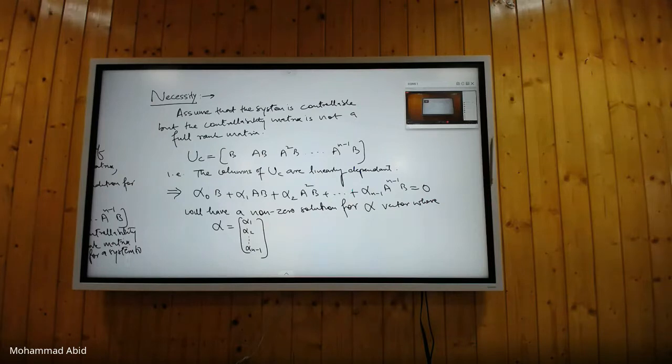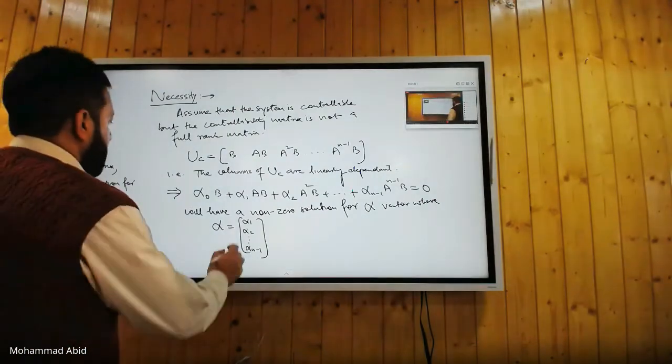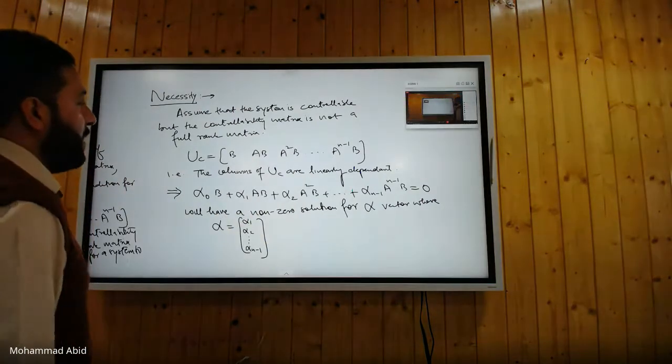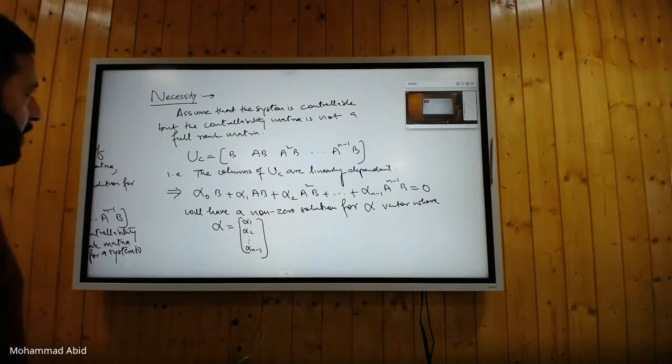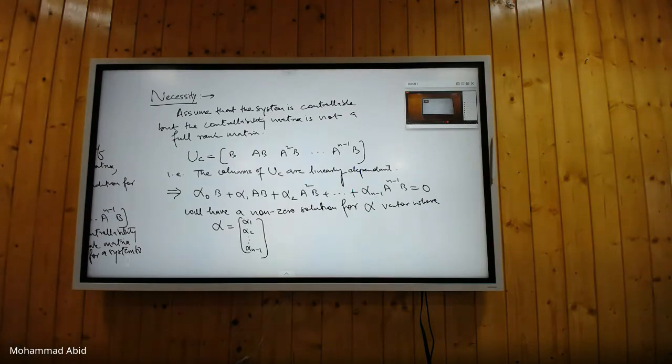Is that okay? Yes, sir. Okay. So for this, at least one non-zero solution will exist. Then only we can, because we already assumed that these columns of UC are linearly dependent. That means it's not a full rank matrix.